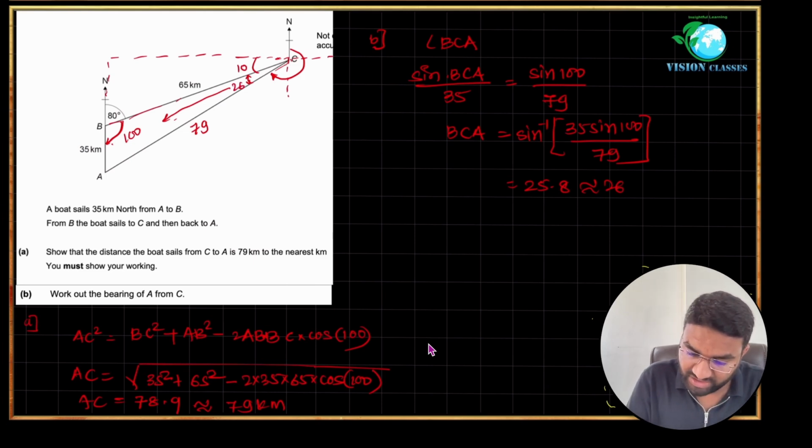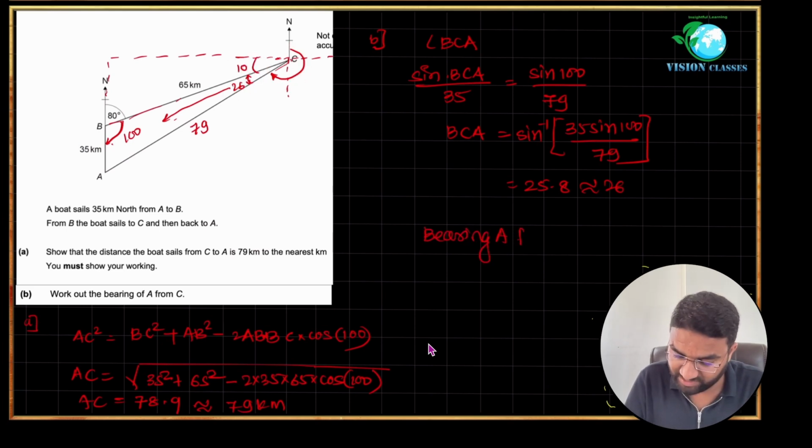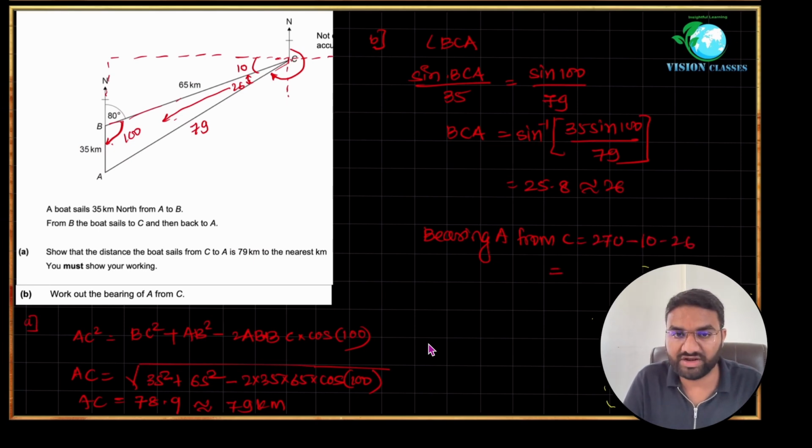So the total bearing is 270. 270 minus 10 minus 26. So we will get the bearing of A from C, which is equal to 270 minus 10 minus 26, which is equal to 234. That's it. That's the answer.